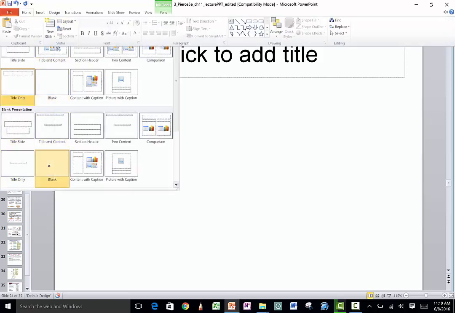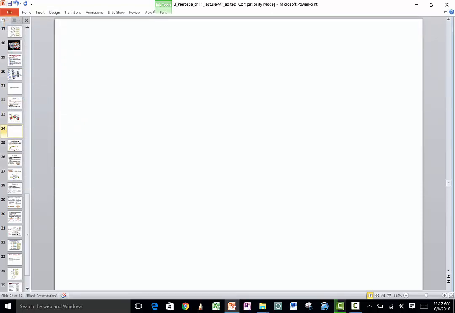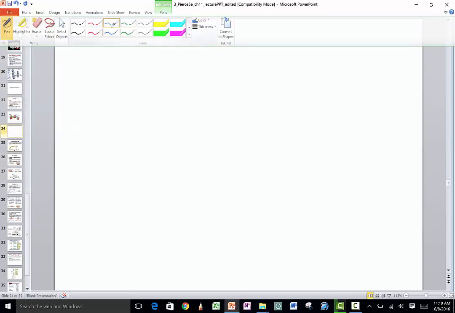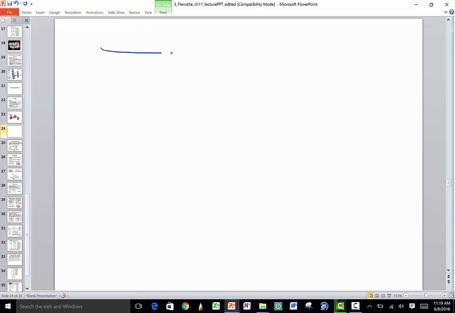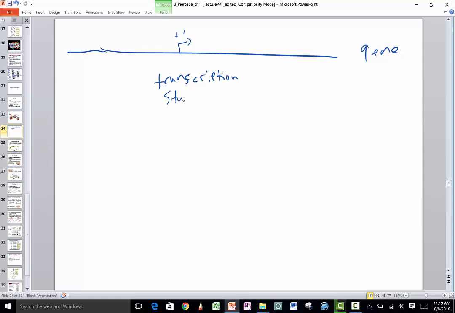Let's see, I just want to have a blank slide. So I want to review gene structure a little bit. A gene is made out of DNA. Make this a little bit longer. This is a gene. This is the transcription start site. I'm definitely not sticking to this being short, but sometimes it's worth taking extra time. We have a transcription start site, or a TSS.